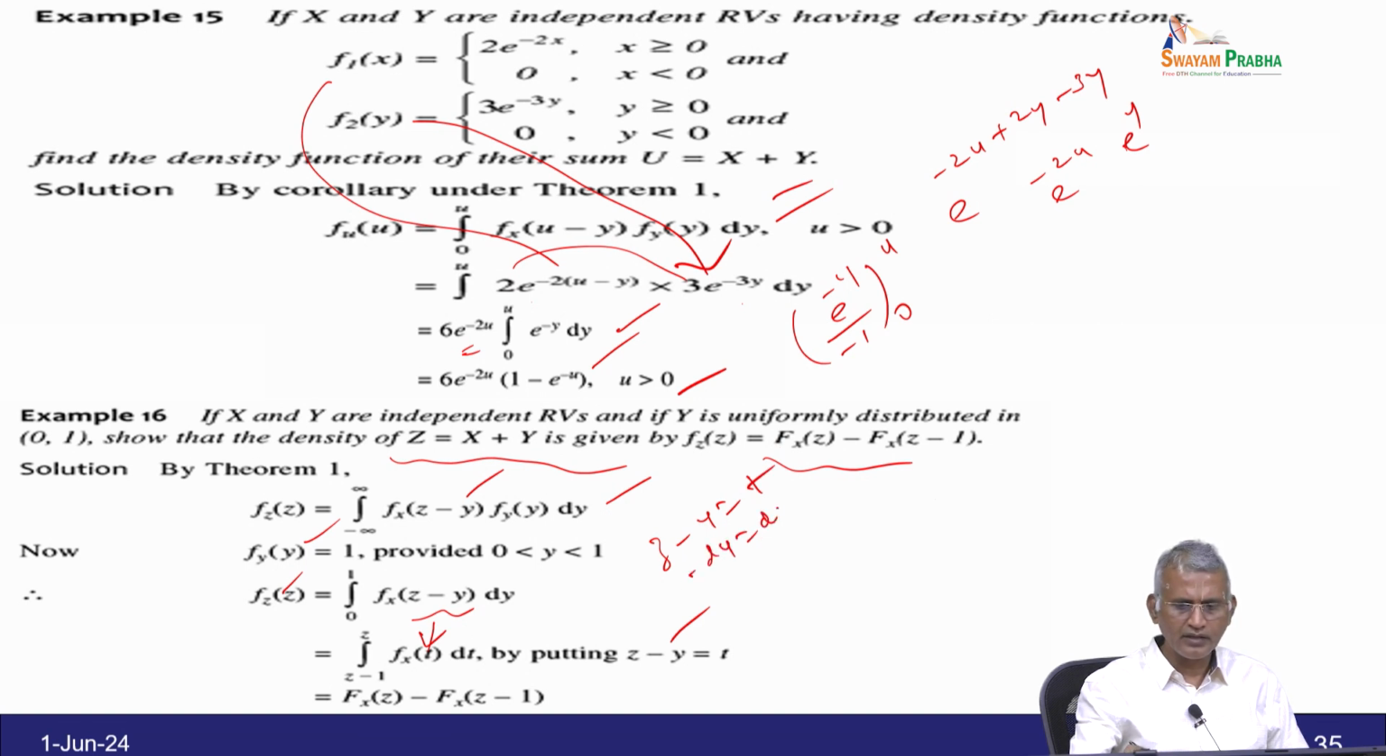because z - y equal to t, therefore minus dy equals dt. Now change the limits: when y equals 0, t equals z; when y equals 1, t equals z - 1. So the limits change to z - 1 to z of f_X(t) dt. Now, if you integrate f_X(t) dt, you get F_X(t), and upper limit minus lower limit gives F_X(z) - F_X(z - 1).